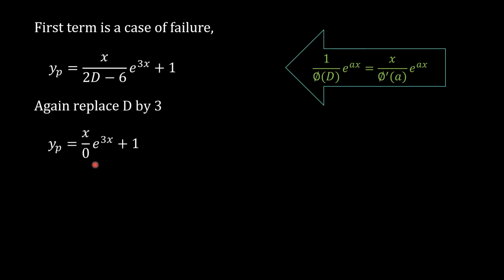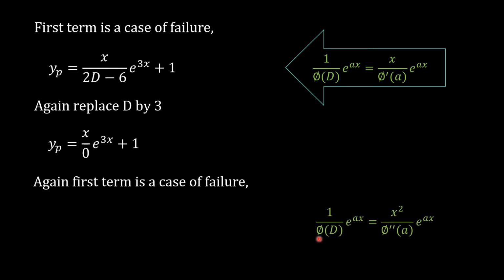So that will give us again 0 in the denominator. So x upon 0 e raised to 3x, which is the case of failure again. So in this case, again we will use our next formula, which is 1 upon phi of d of e raised to ax. So if the second time the denominator is becoming 0, then in that case, the particular integral will be evaluated using the formula x square upon phi double dash of a of e raised to x, means we have to differentiate this phi of d twice with respect to d and evaluate its value at point a.